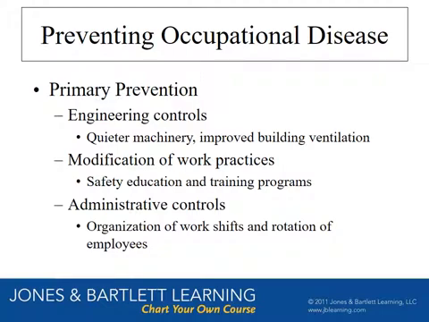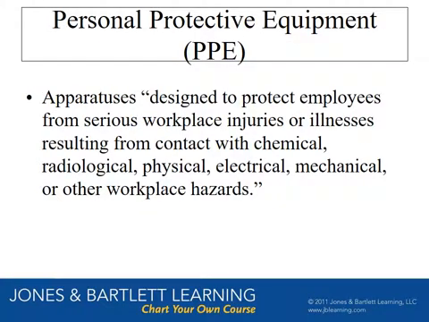How do we prevent occupational disease? The first step is primary prevention, which is engineering controls. We make quieter machinery. We improve building ventilation. The second step would be to change the work practices: reduce the time spent on machines, and implement safety education and training programs. We can use administrative controls to rotate employees or organize work shifts. And the last step would be personal protective equipment.